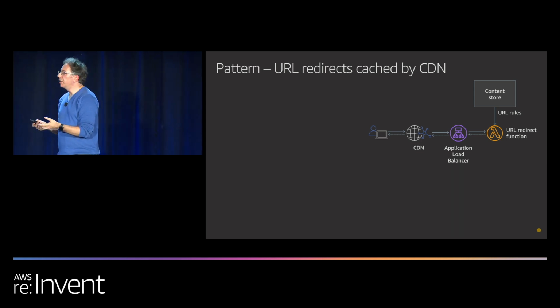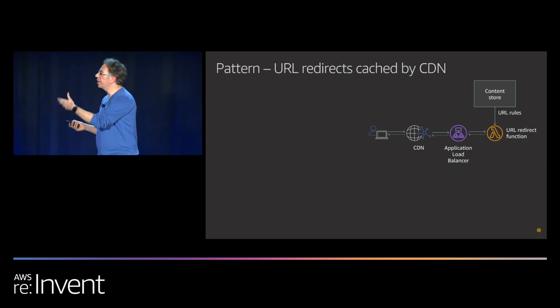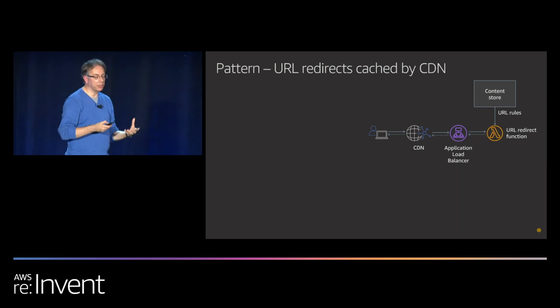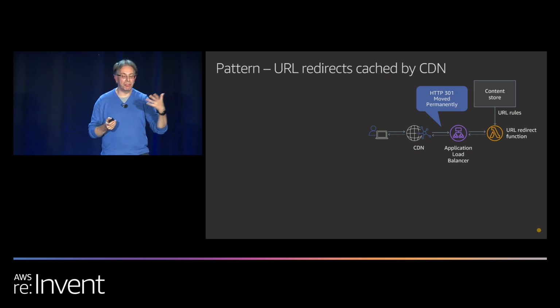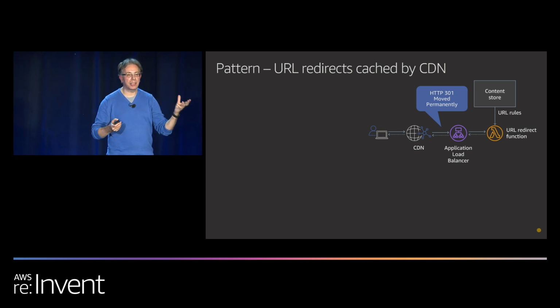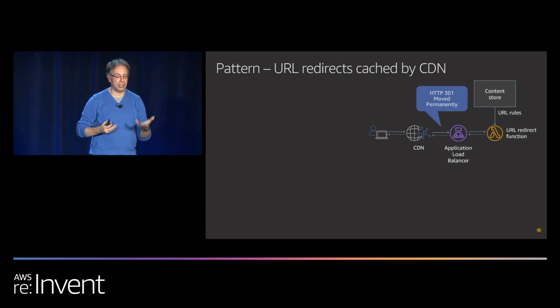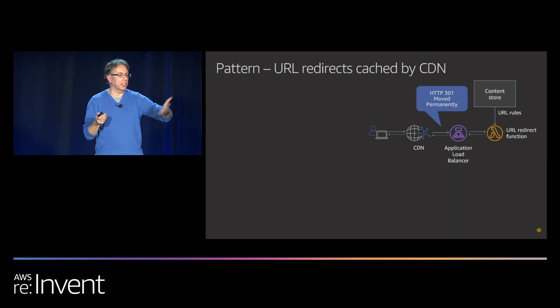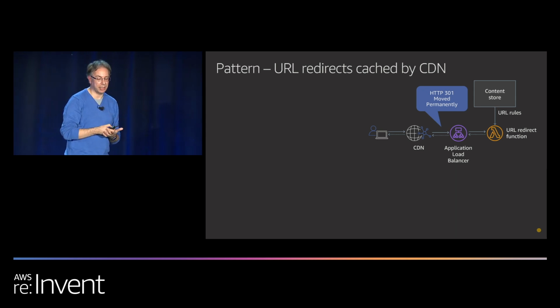So the function, on the first invocation, gets the URL rules from the content store, and then based on the rules returns, for example, a 301 moved permanently to the client that tells it this is the new URL. The 301s are cached by the CDN, so this invocation happens once, and then all the next invocations will be handled in an easy way.